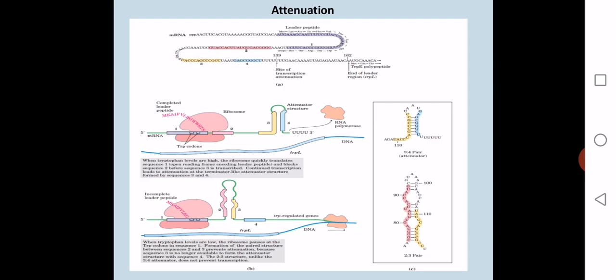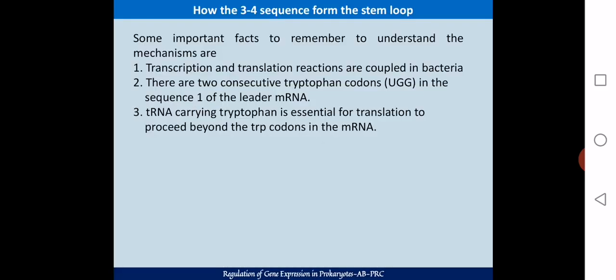Hope you can follow this. So these are some points to remember for a better understanding of attenuation. That is, transcription and translation are coupled in bacteria. Then there are 2 consecutive tryptophan codons in the sequence 1 of the leader mRNA, and tRNA carrying tryptophan is essential for translation to proceed beyond the trp codon in the mRNA. So these are the points you have to remember for the attenuation system, and I hope you follow this discussion.